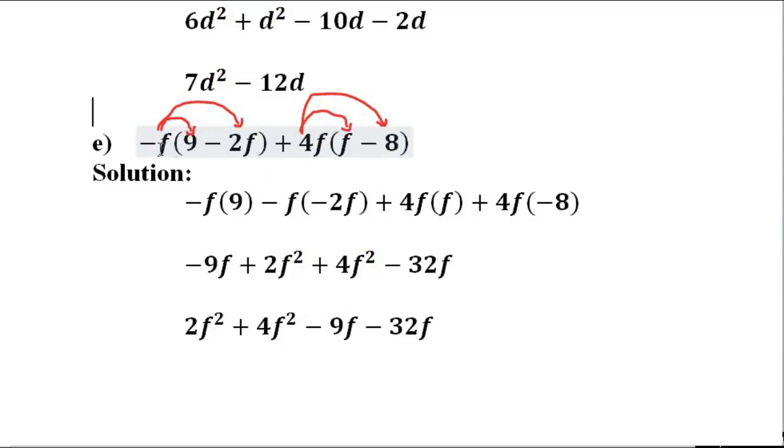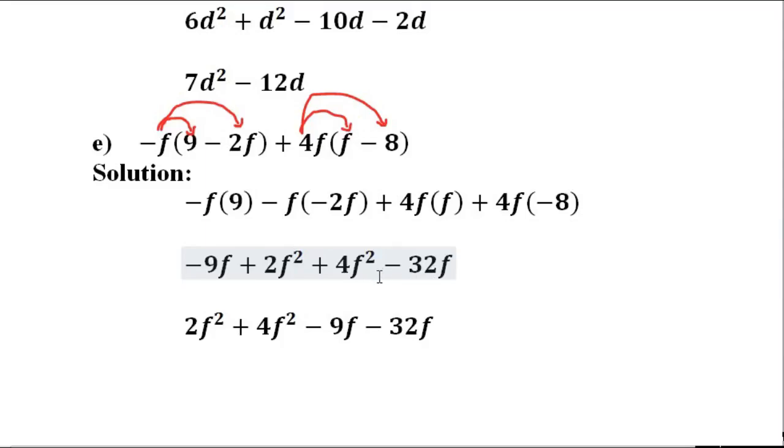We have negative f times positive 9, negative f times negative 2f, positive 4f times positive f, and positive 4f times negative 8. Negative f times 9 is negative 9f. Negative f times negative 2f is positive 2f squared. Positive 4f times f is positive 4f squared. Positive 4f times negative 8 is negative 32f.